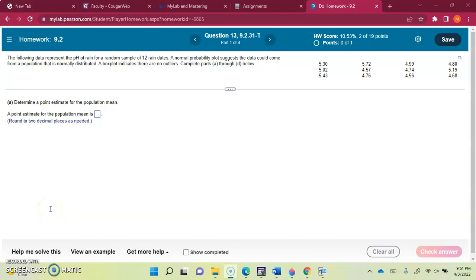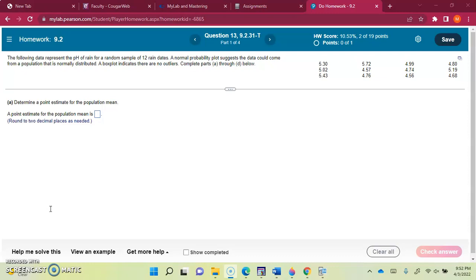Question number 13. The following data represents pH of rain for a random sample of 12 rain days. A normal probability plot suggests the data comes from a population that is normally distributed. So that clarifies our third condition clearly. We have three conditions for T interval for the population mean. So third one is normally distributed. So that is good. A box plot indicates there are no outliers. So we are good with there.